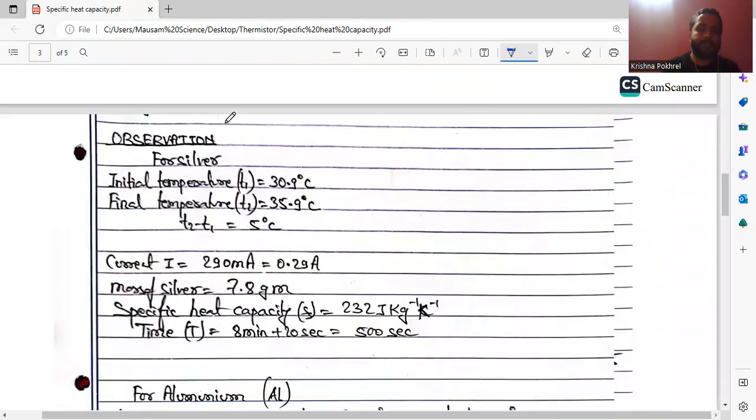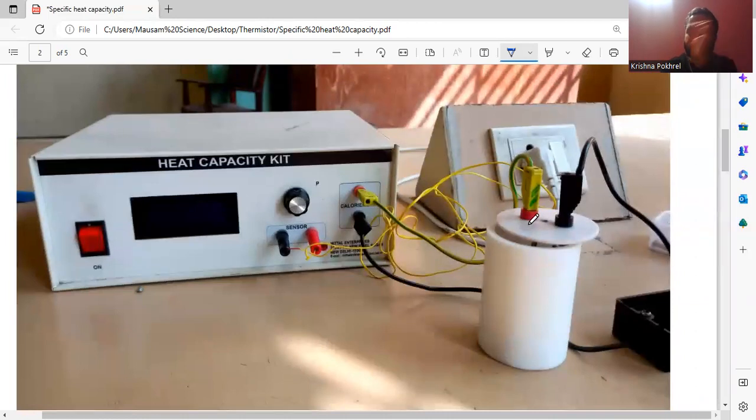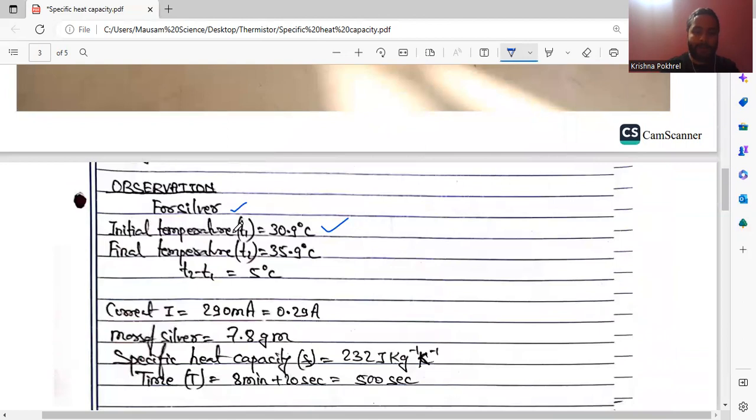Now after that, we'll take the observation for silver. The initial temperature was 30.9 degrees Celsius, before heating. Whenever you turn this on, the temperature displayed here is 30.9, and we waited till 35.9 degrees Celsius. The final temperature is 35.9. While the temperature was rising, we waited for a limited time. The time is 8 minutes and 20 seconds.